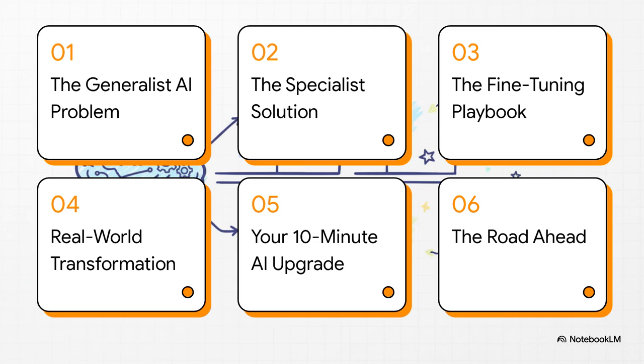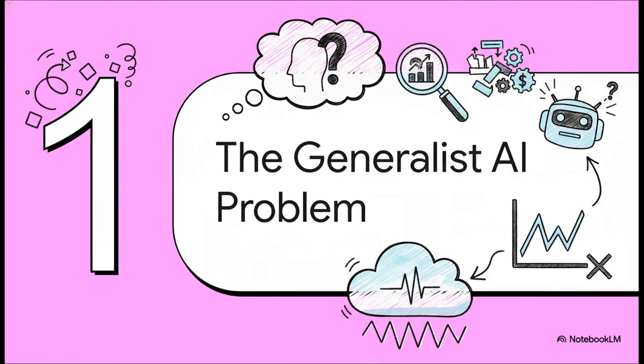So here's our game plan. First, we'll talk about why general AIs can be so frustratingly wrong. Then, we'll get into the solution, fine-tuning. We'll look at the playbook, see how it's changing industries, and then, my favorite part, I'll show you how you can upgrade an AI for your own business in about 10 minutes. Let's do this.